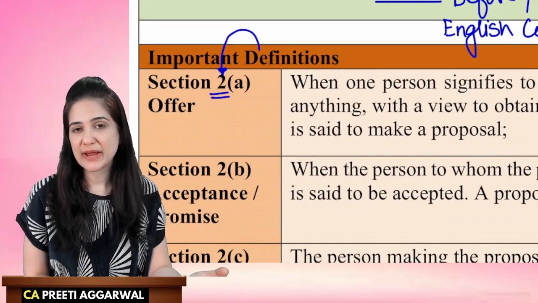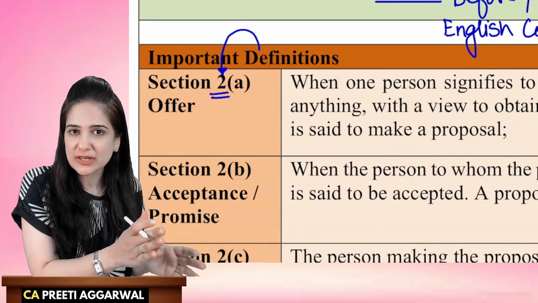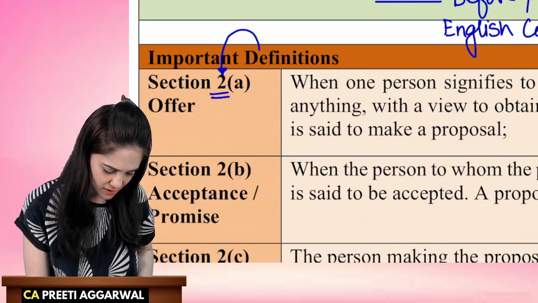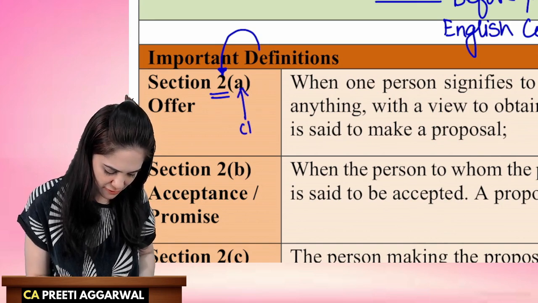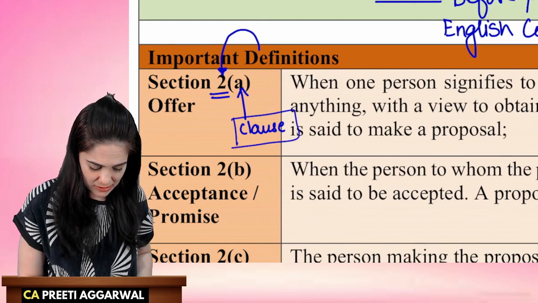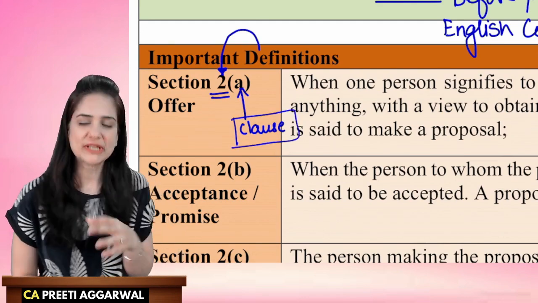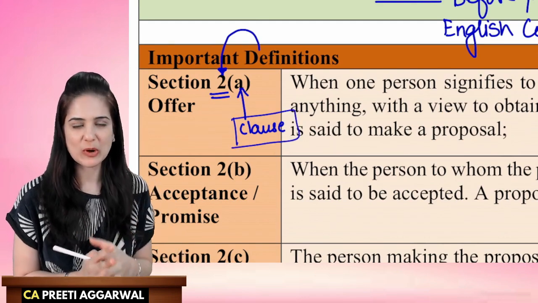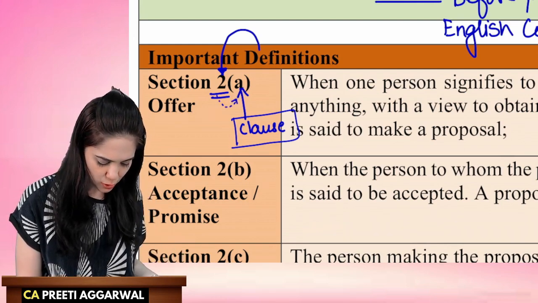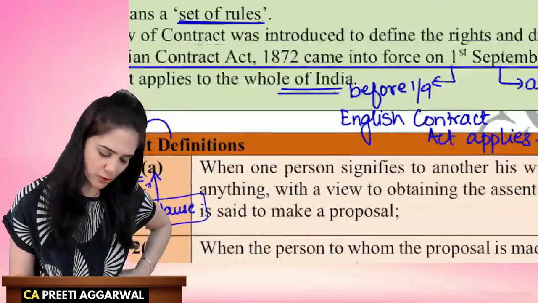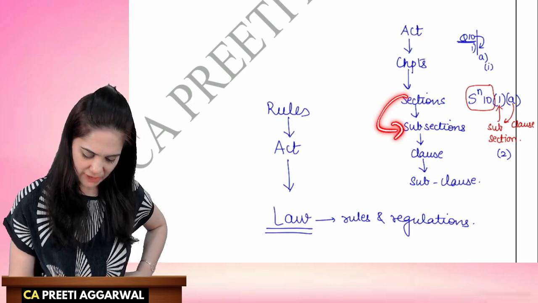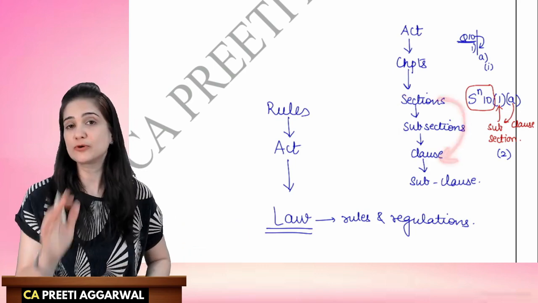I just explained to you that after section, we have subsection. But here, directly, we have clause. Now, this happens mostly, I cannot say only, because many a times after section, we directly jump to clause. Ma'am, why don't you follow this sequence? After section, you should have subsection. Why are you jumping directly to clause?